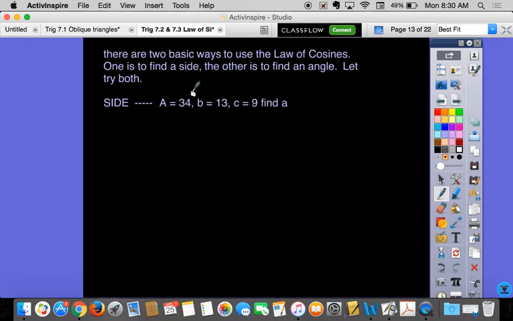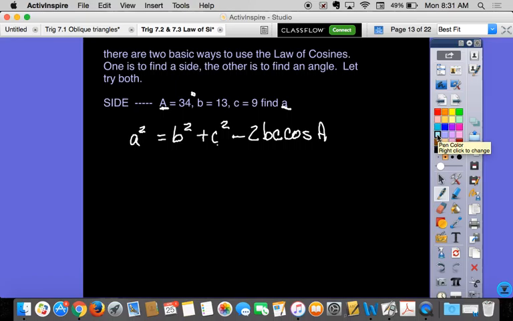So if I give you angle A, that means we're using the A version. So it says find A. So that means A squared equals B squared plus C squared minus 2, and remember, it's these two letters, and then cosine of A. If you will make a habit of writing your formula every time that you solve a problem, by the time we're done with this lesson, you will know your formula. You won't have any trouble.